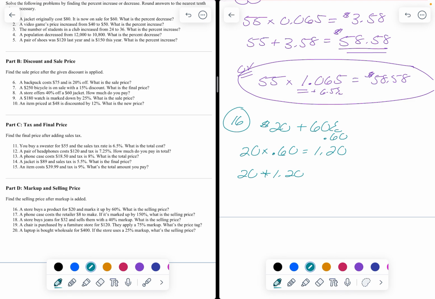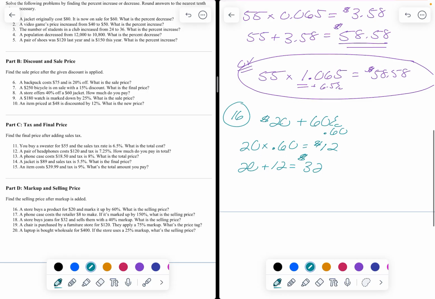Oh, you know what? I knew that wasn't right. That's not enough. I accidentally did 2 times 0.6. I'm like, this is not right. It's got to be way more than $1.20. It's $12. Let's fix that. 20 times 0.6. Yes, that makes more sense. $12. 60% of 20 has got to be more than half. All right, so 20 plus $12, $32 will be the selling price.